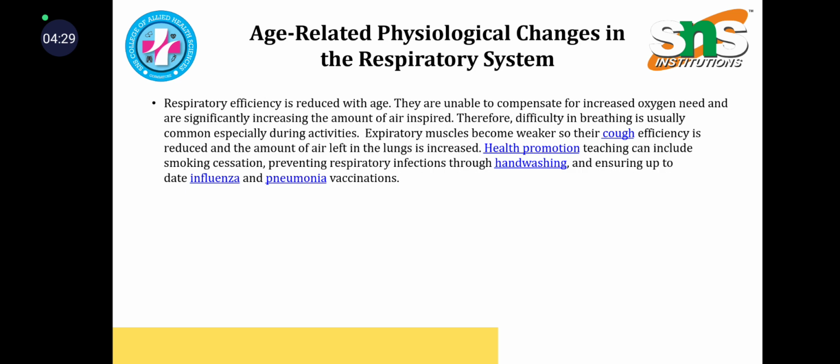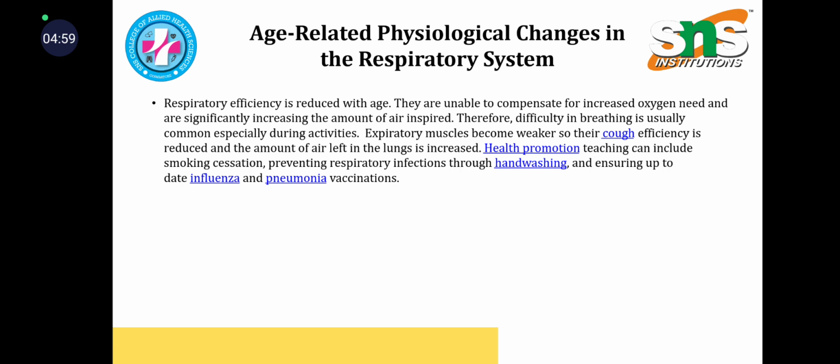So, age-related physiological changes in respiratory system. Respiratory efficiency is reduced with age. They are unable to compensate for increased oxygen need by significantly increasing the amount of air inspired. Therefore, difficulty in breathing is usually common, especially during activities. Respiratory muscles become weaker, so their cough efficiency is reduced and the amount of air left in lungs is increased.